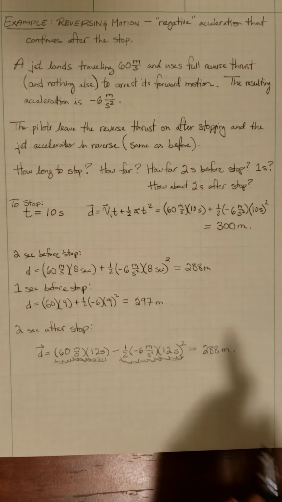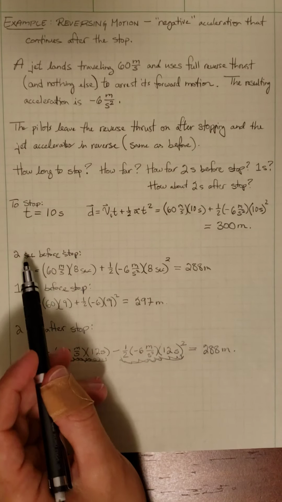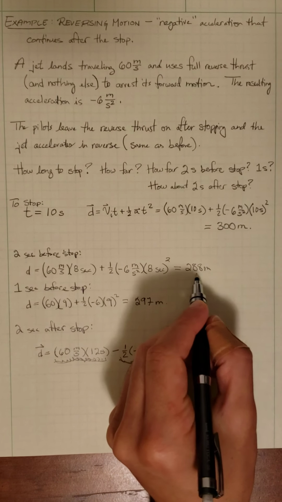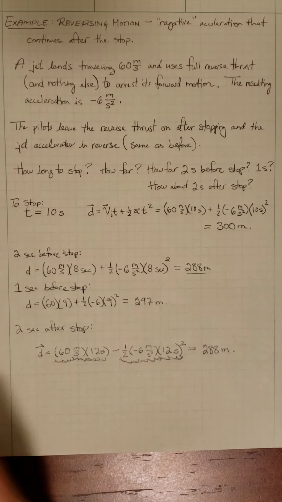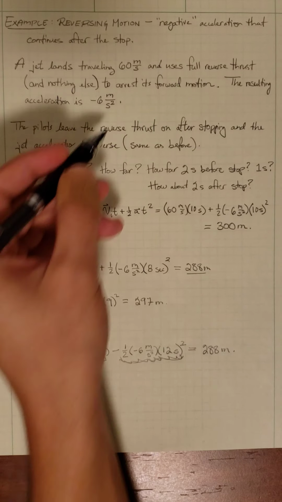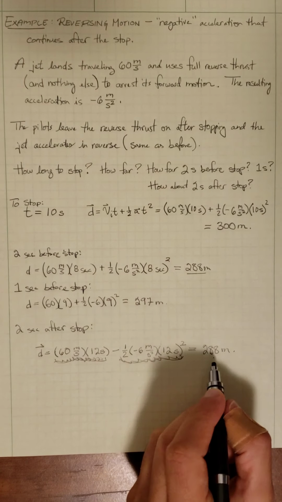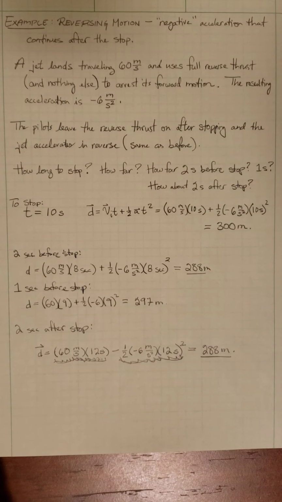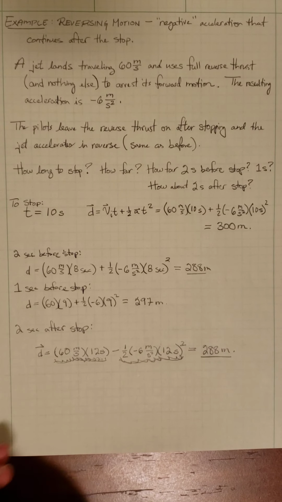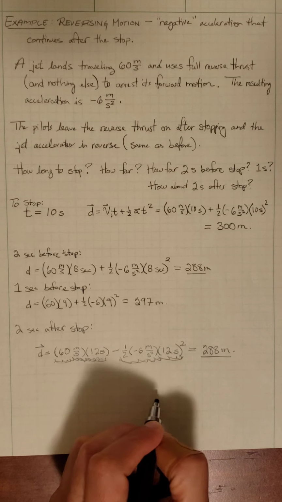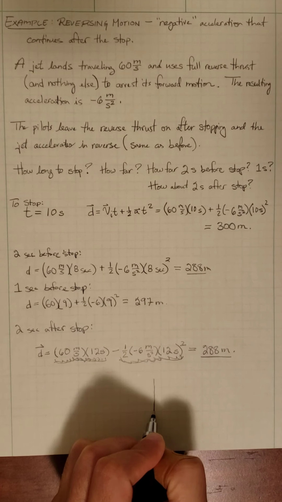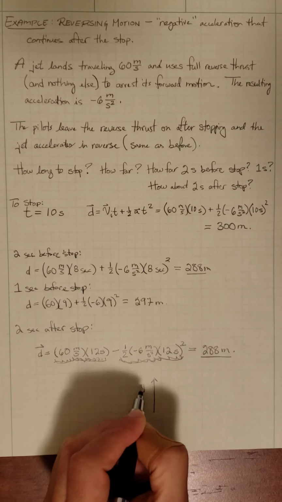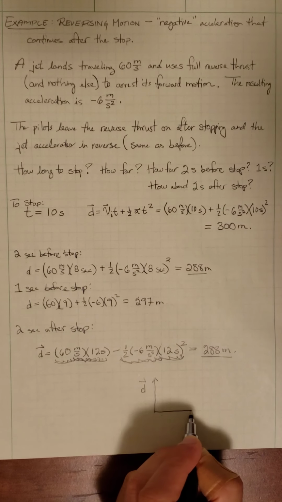But do notice the symmetry of this, that 2 seconds before the stop, we're at one position. 2 seconds after the stop, at a constant acceleration, we're back at the same position. And that's because, if you remember, our motion under constant acceleration, our displacement specifically, is that parabola shape.